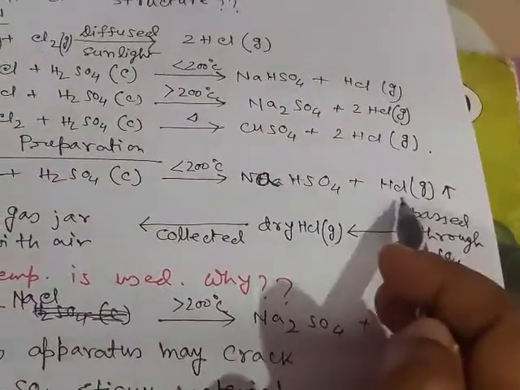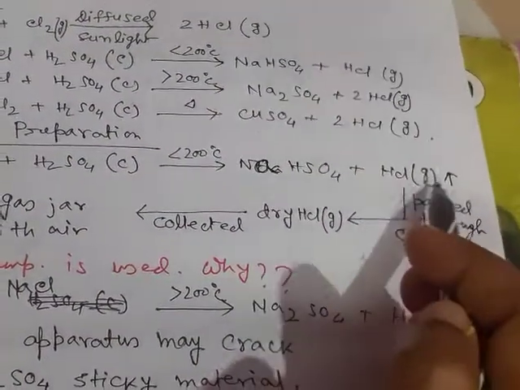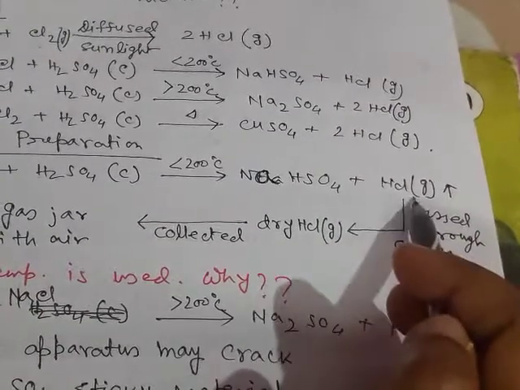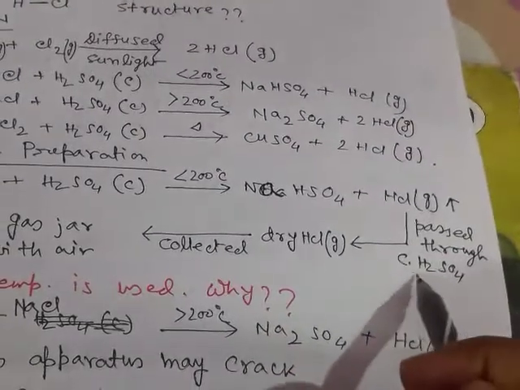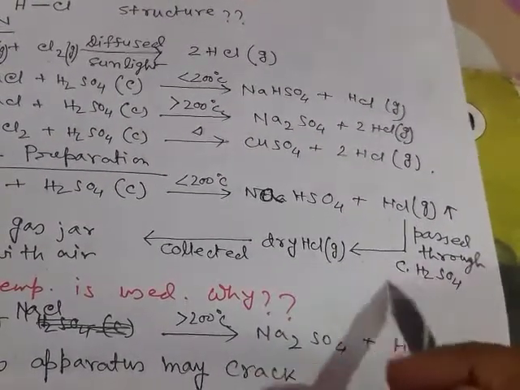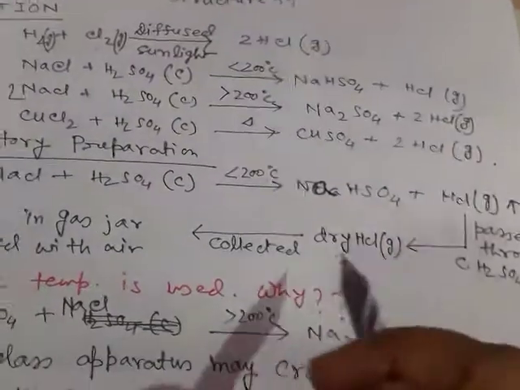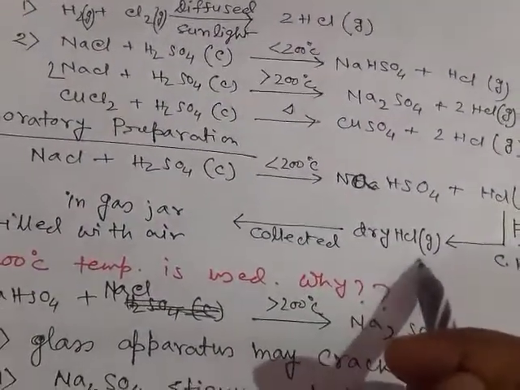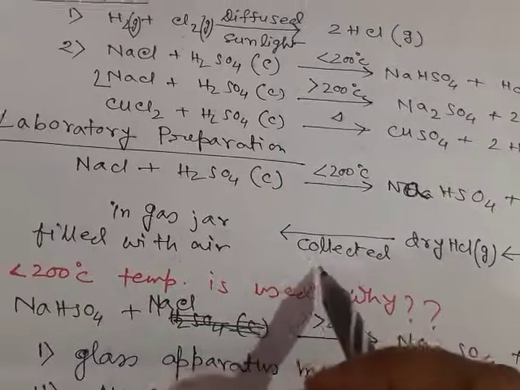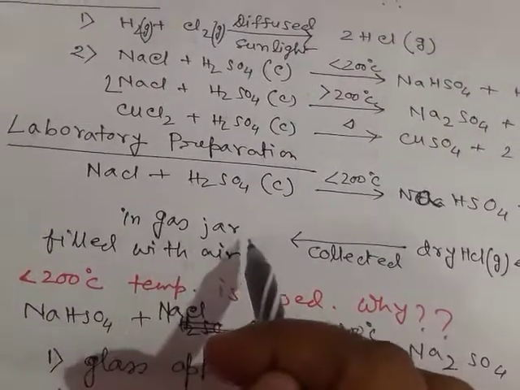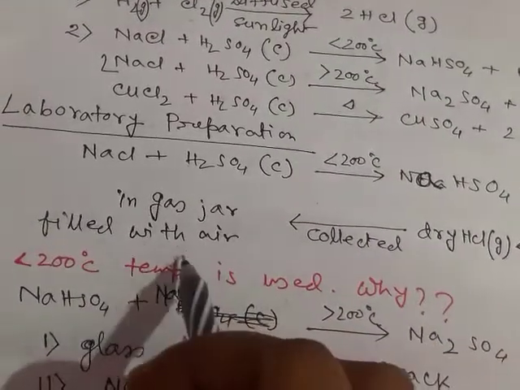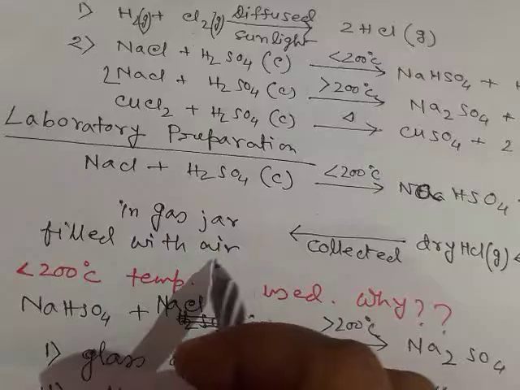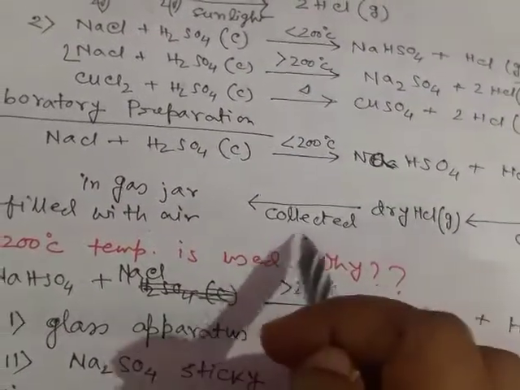Now the HCl gas that is formed is moist HCl gas that contains water molecules, so we have to pass it through concentrated H2SO4, because we know concentrated H2SO4 is a drying agent. Then we will get dry HCl, and this dry HCl gas is collected in a gas jar filled with air, by the upward displacement of air.